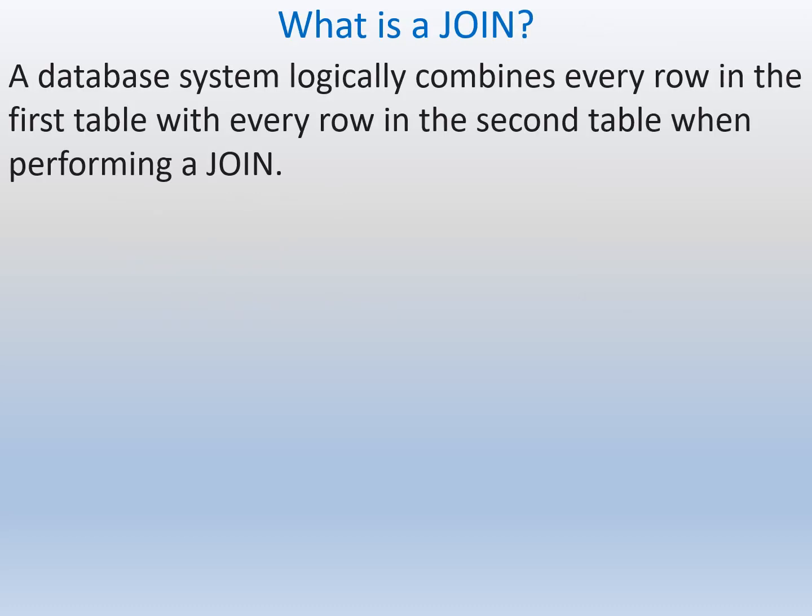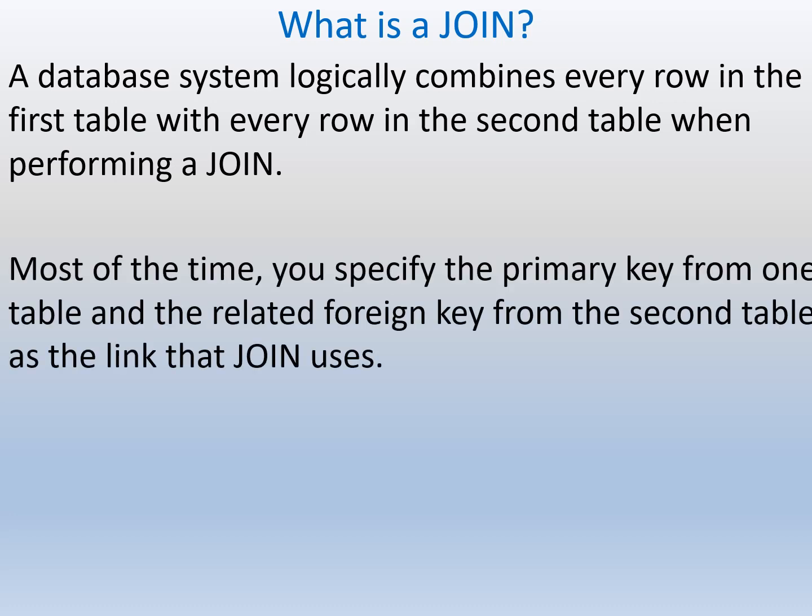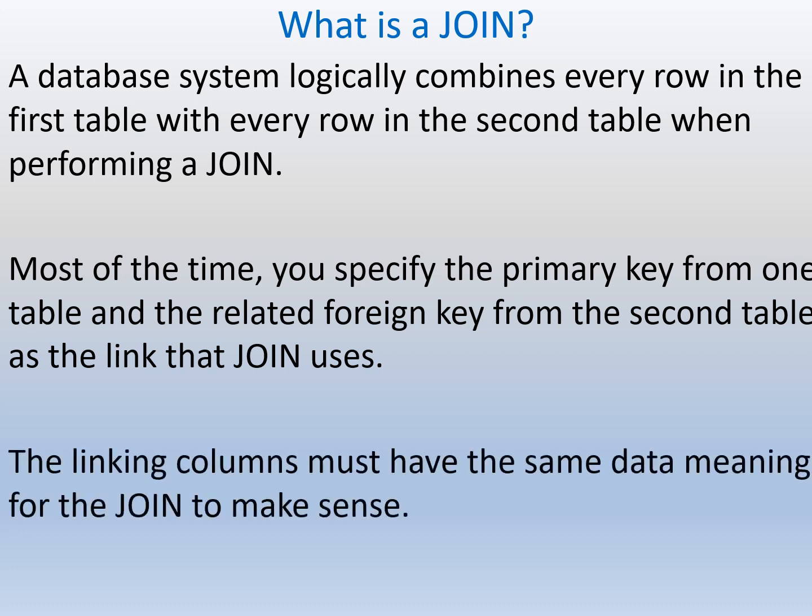When performing a join, the database logically combines every row in the first table with every row in the second table. This join is usually performed on the primary key from one table with a foreign key in the other table. It is important to note that the primary keys and the foreign keys must be of the same data type.